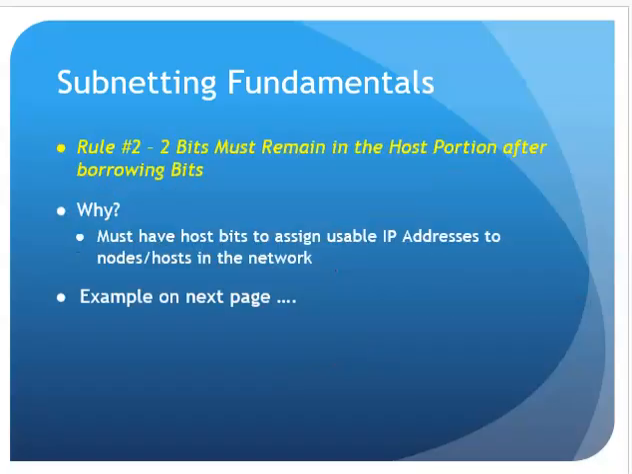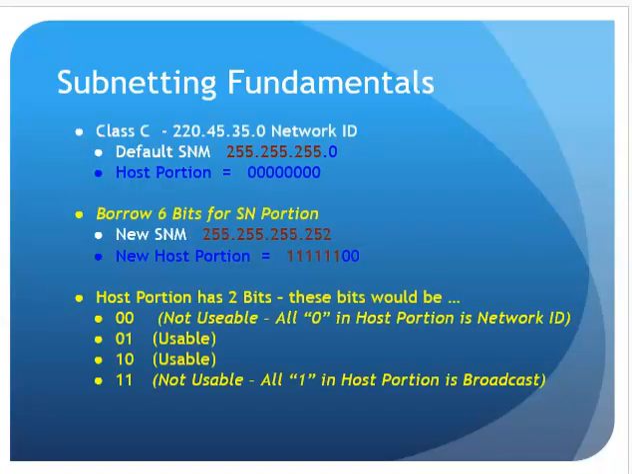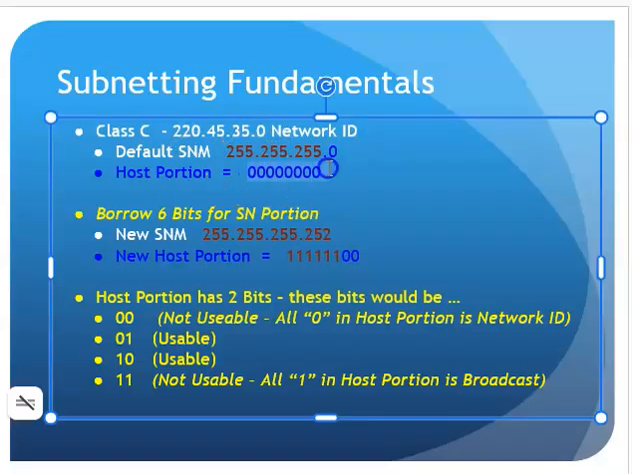The second rule then is I need to leave at least 2 bits behind. And why? Well, I need to make sure I have usable addresses for hosts in the middle, if you will. So if I have a Class C network right here, 255.255.255.0, here's my host portion, there's my 8 bits. If I borrow 6 bits for subnet, and I'm going to leave the 2 behind, here's my 2 remaining host bits. That's what the rule says, I have to leave at least 2.